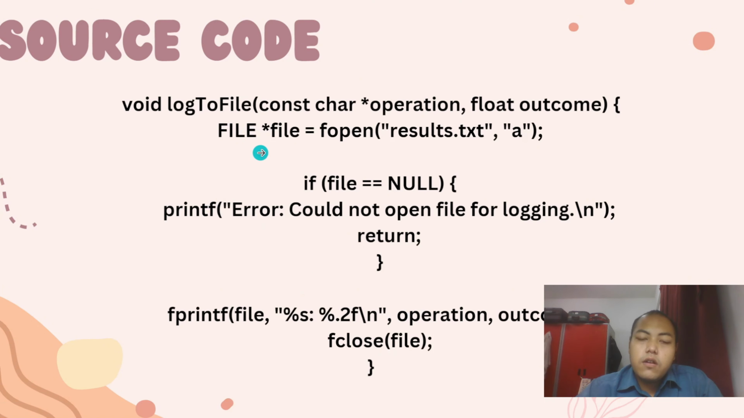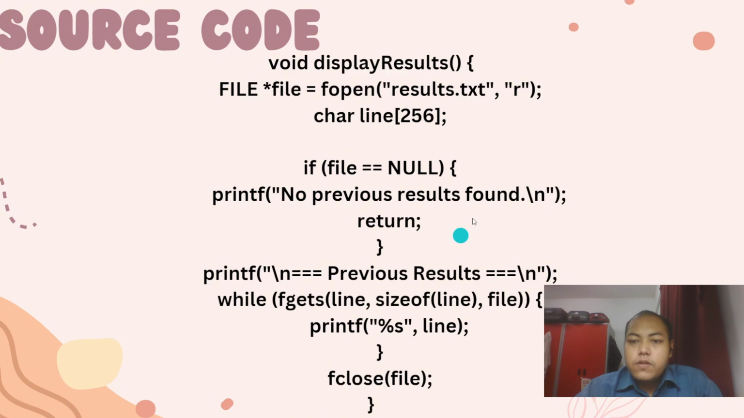So here are the functions to allow the users to review the previous results. If the user chooses option 5, the program displays all past calculations stored in results.txt. The function display results will handle this. This function opens the file in read mode and prints each line. If the file doesn't exist, it informs the user that there are no results available.